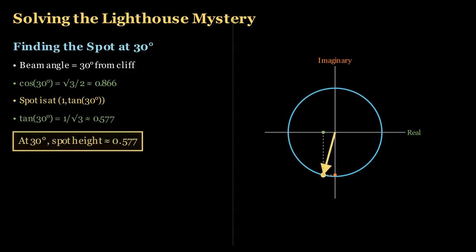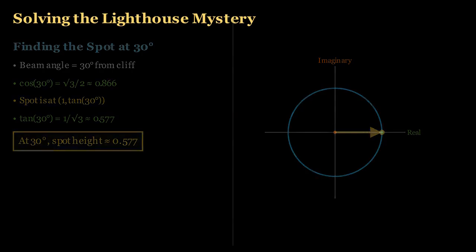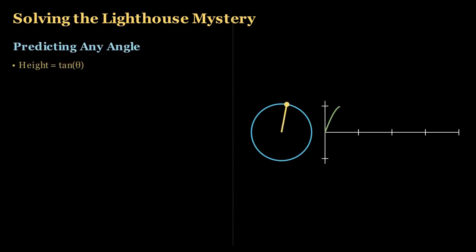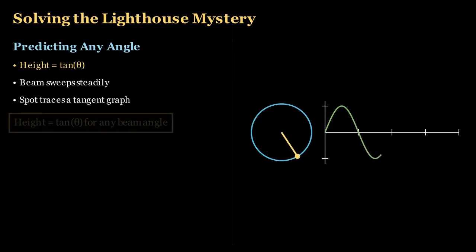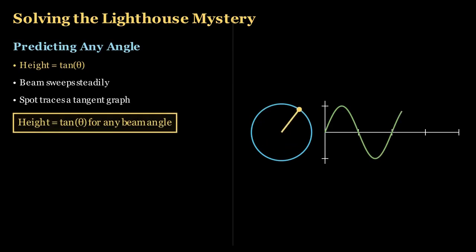To reach the shore at x equals 1, we scale the triangle. The spot's height is tangent of 30 degrees, about 0.577. For any angle, the spot's height on the shore is simply the tangent of that angle. As the beam sweeps steadily, the spot's motion traces out the tangent graph, rising, falling, and repeating predictably.